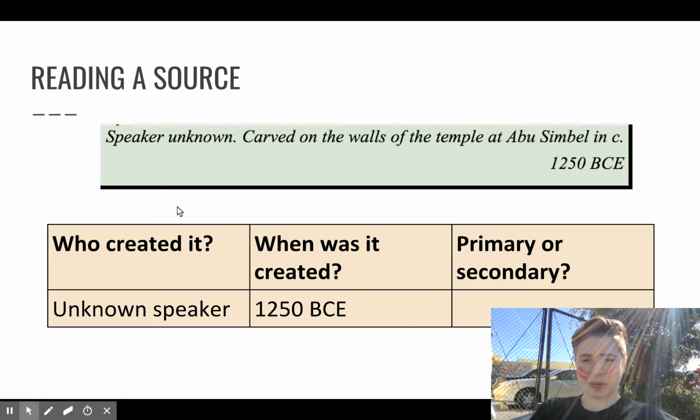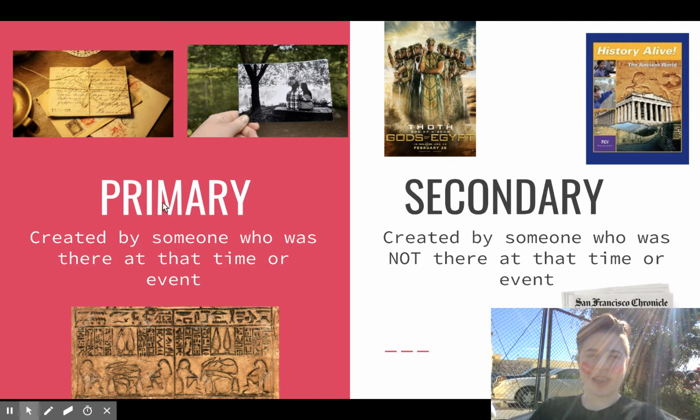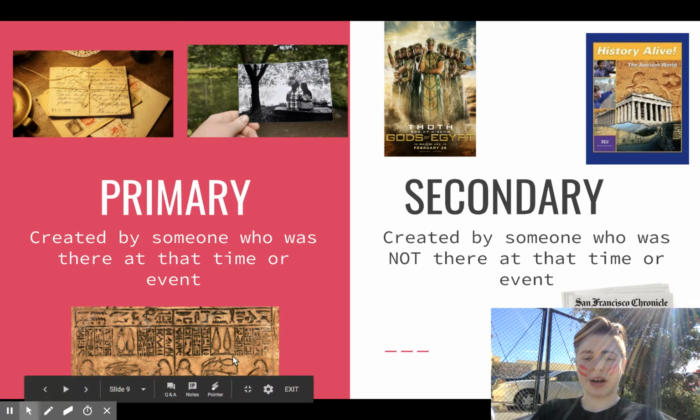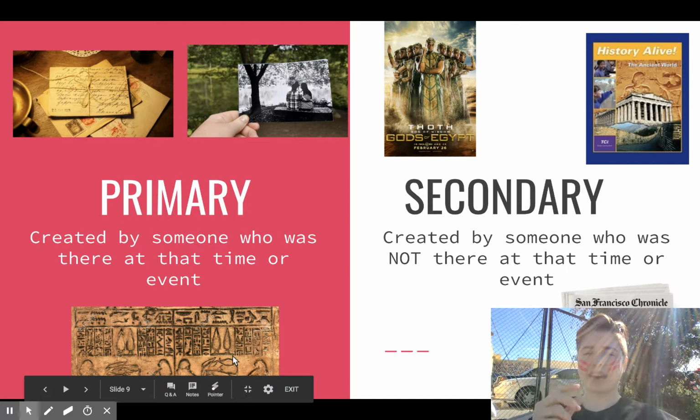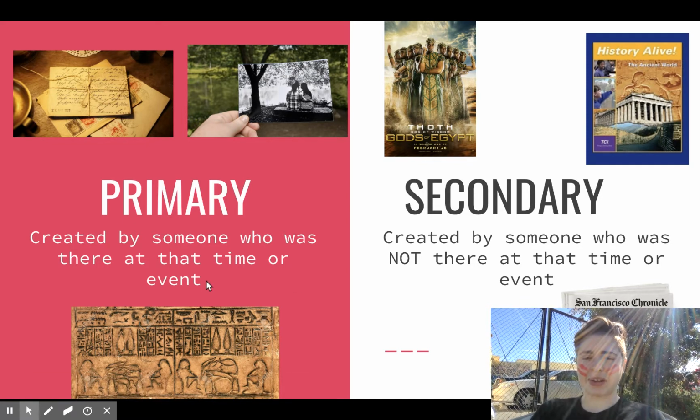Finally, I want to say whether it's primary or secondary. If you need a quick refresher, remember, primary sources are sources that were created by someone who was there at the time of the event. Things like a letter or a photograph that was taken at that time, or carved hieroglyphics, an artifact that you can hold in your hand that's from that time period. Secondary sources are created by someone who was not there during that time.